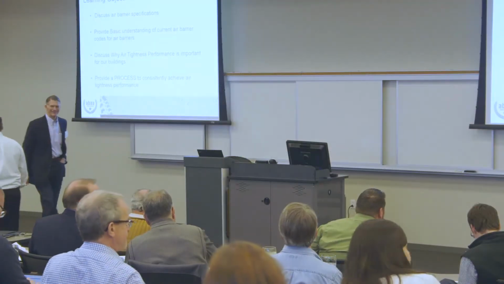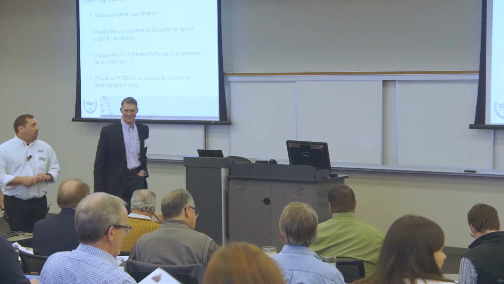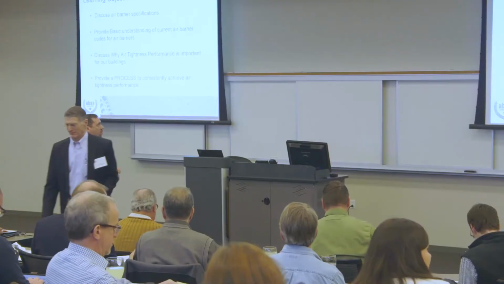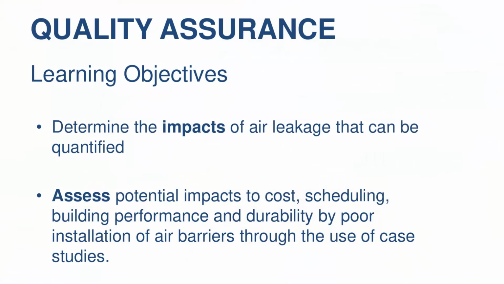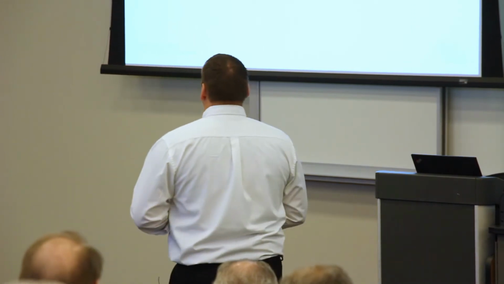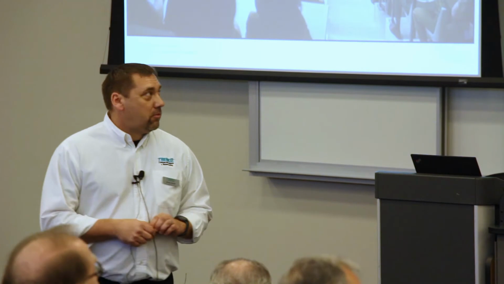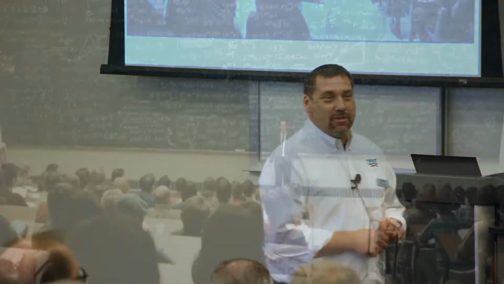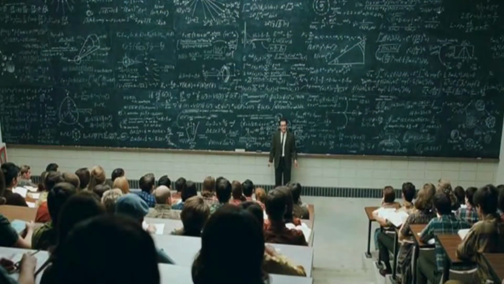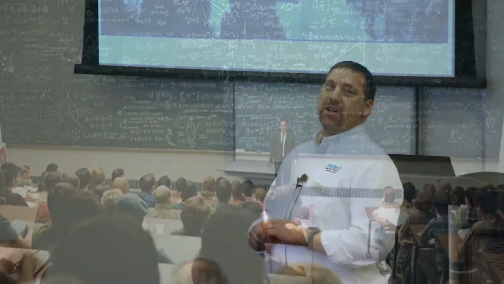Learning objectives. Again, we're going to talk some specs. We're going to look at some understanding of air barrier codes. We're going to talk about why, tightness and a process for quality assurance. Okay. Here we go. We now have the basic equation for air leakage. You guys got it? That's about it. That's what it feels like some days.